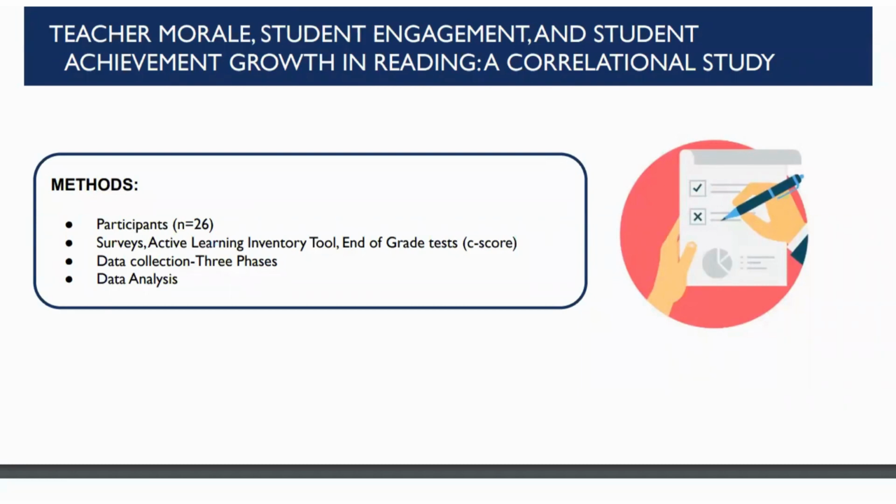The teacher morale survey was given a composite score among the 5 areas that were looked at. The Active Learning tool categorized engagement in the classroom using a 3-point value: low equaling number 1, moderate equaling number 2, and high equaling number 3. Student achievement was the 3rd variable measured to determine growth.